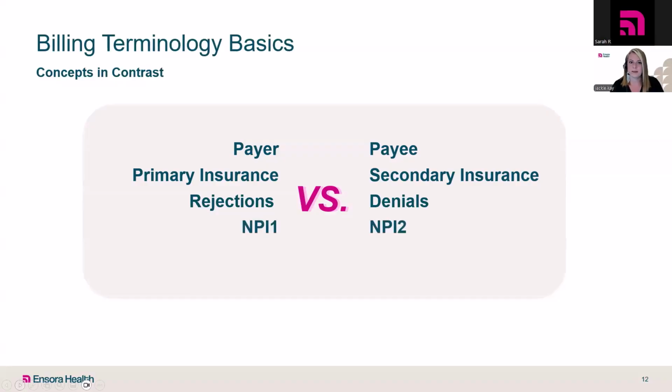Then we have the NPI 1 and NPI 2. The NPI 1 is the individual NPI for the provider or clinician. And then NPI 2 is the group practice NPI.